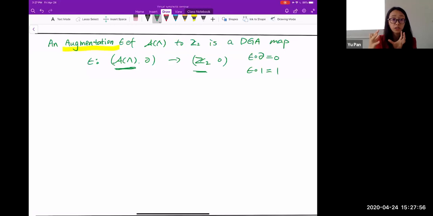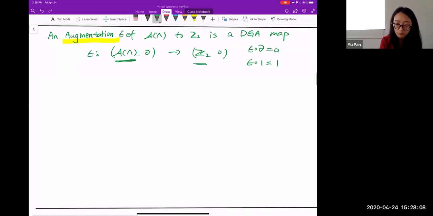So to solve for all the augmentations, all you need to do is solve a bunch of algebraic equations within Z2 to a certain power. It's super computable, very easy to compute.